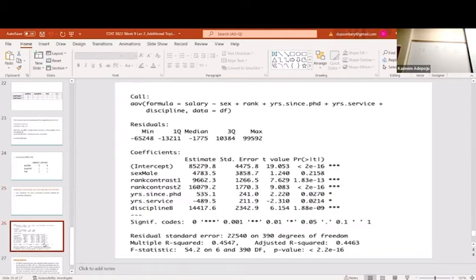We have how many contrasts? Rank, contrast 1, rank, contrast 2. Now, look at the p-value associated with that. You can see for contrast 1, the p-value is less than 0.05, which means there is a statistically significant difference between the salaries of non-tenure track and the tenure track.